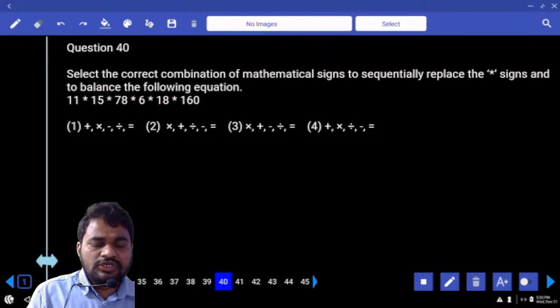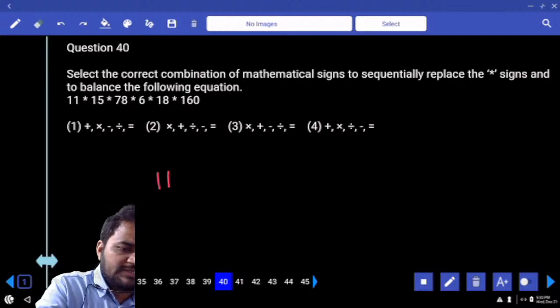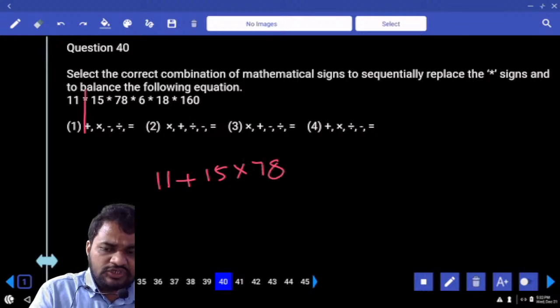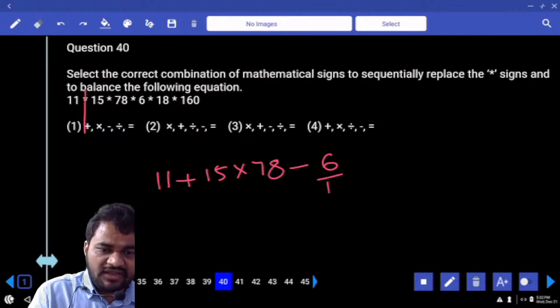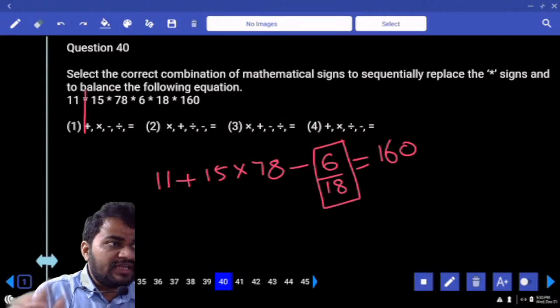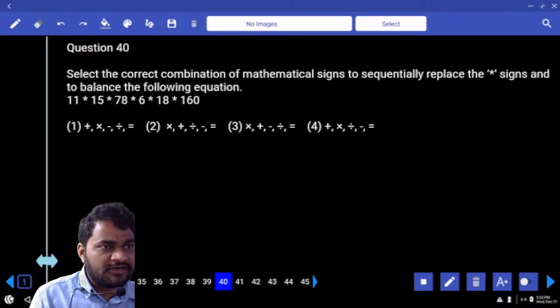Next, as per the options, first option: 11 plus 15 into 78 minus 6 divided by 18 equal to 160. As we know that we are going to get a decimal value, but on the right side we don't have any decimal value, hence the first option is eliminated.